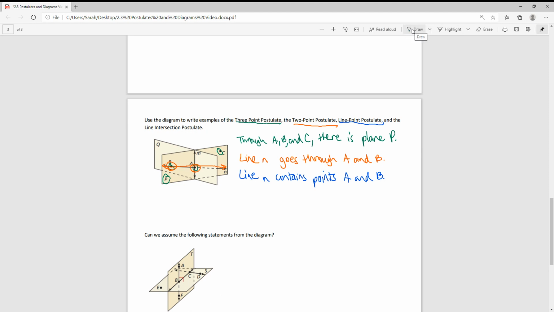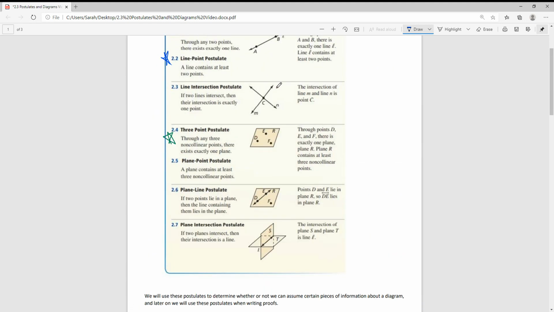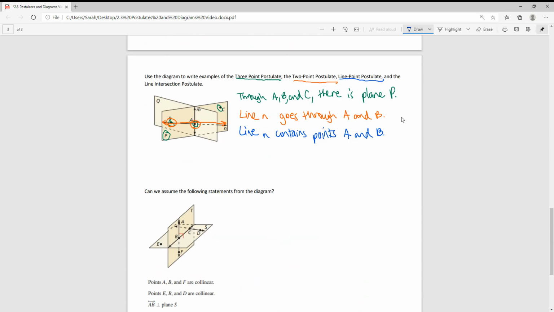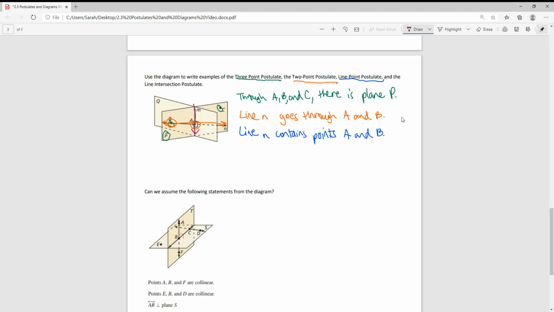And then last but not least, we are going to look at the line intersection postulate. So let's go back to that one. Line intersection postulate said if 2 lines intersect, then their intersection is exactly 1 point. So let's find 2 lines that intersect. We know we have line N. We also have line M right here. So we can say line M and line N intersect at what point? The point where they intersect is point A.